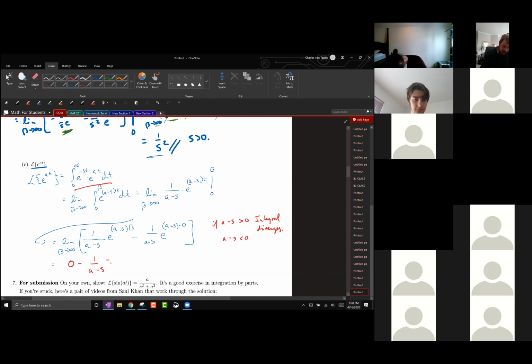Let me just rewrite that. I'm going to distribute the negative to the denominator, and so we get 1 over s minus a, and this holds if a minus s is less than 0. What's another way to say that? Another way to say that is if s is greater than a. So we have convergence if s is greater than a, and that's the Laplace transform for e to the at.